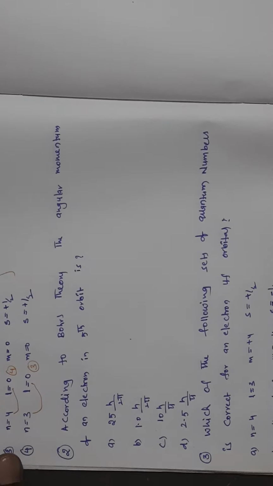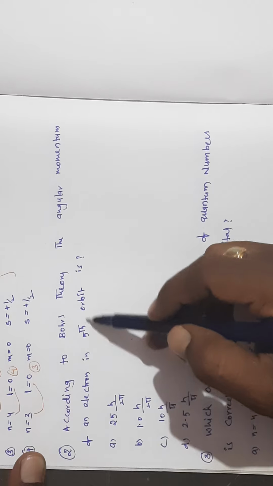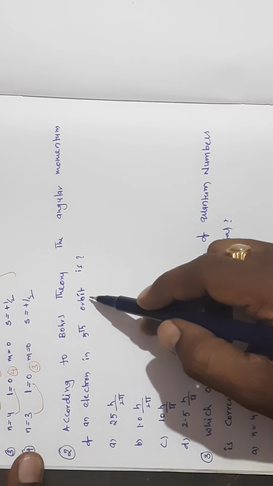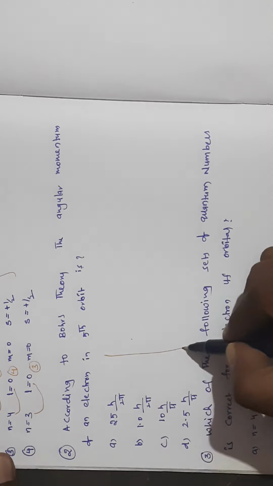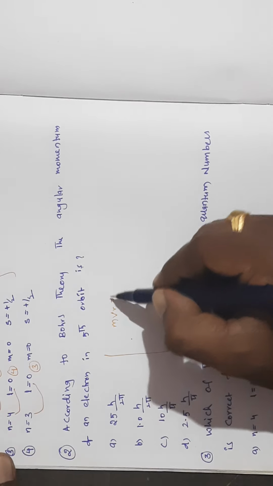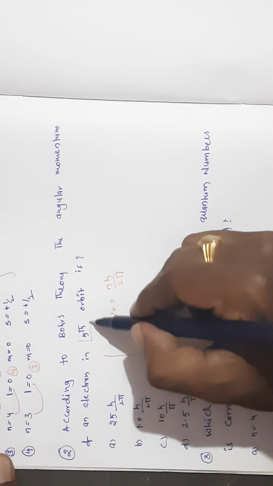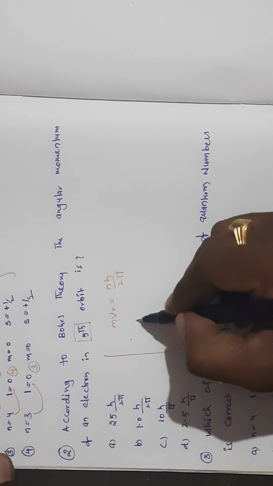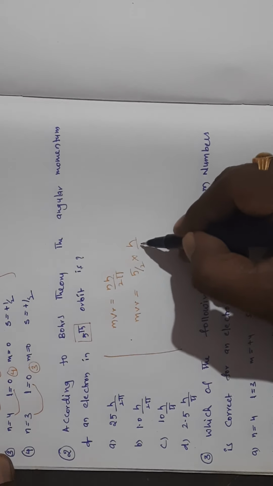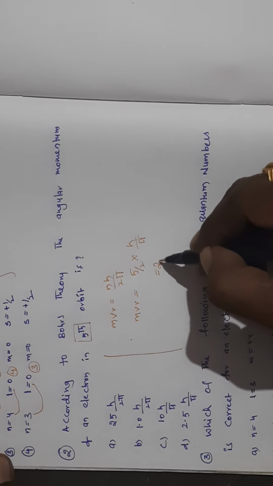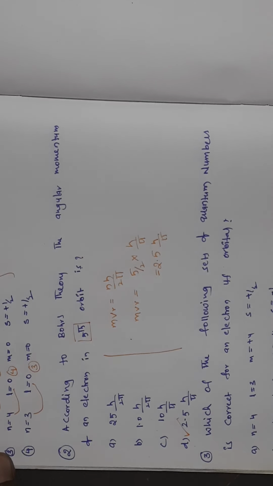So next question. According to Bohr theory, the angular momentum of an electron in the fifth orbit is, so in the fifth orbit, we have to calculate the angular momentum. According to the Bohr postulate, the angular momentum formula is mvr is equal to nh by 2 pi. This is the formula for angular momentum. Here they clearly mentioned the fifth orbit, so n value is equal to 5. So the angular momentum mvr is equal to 5 by 2 into h by pi. 5 by 2 is nothing but 2.5 into h by pi. So option D is the answer.